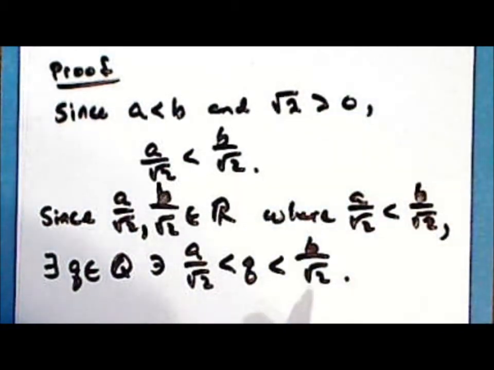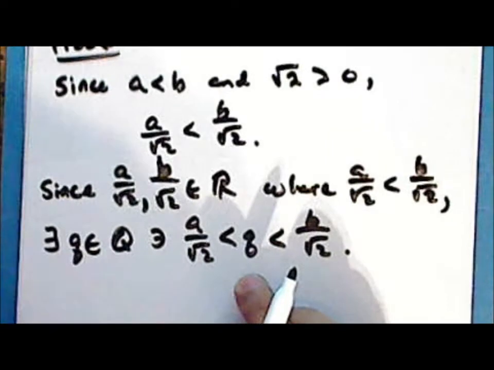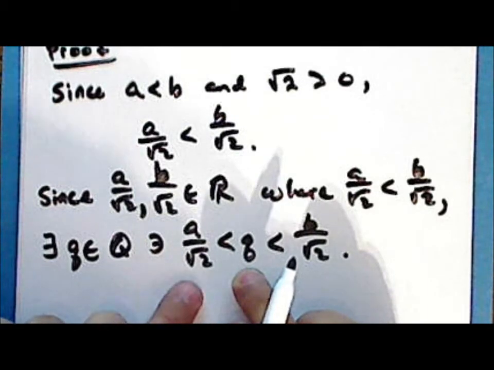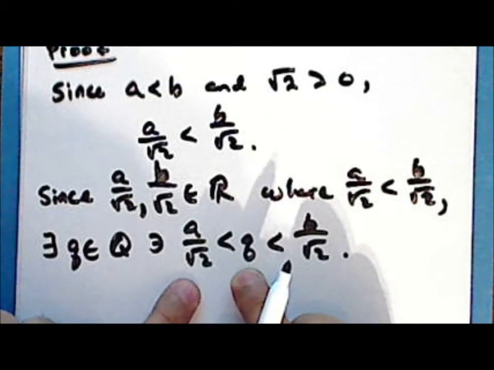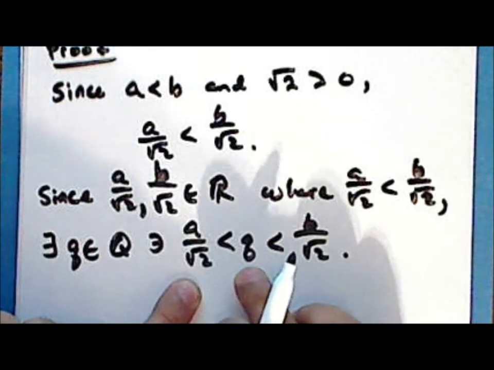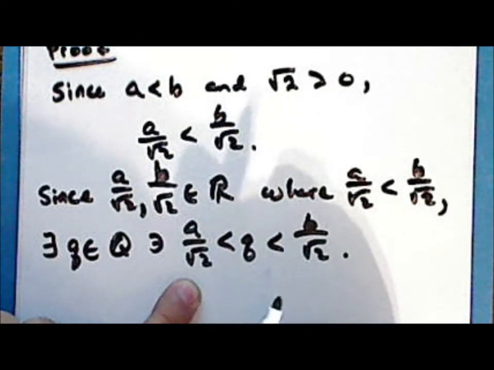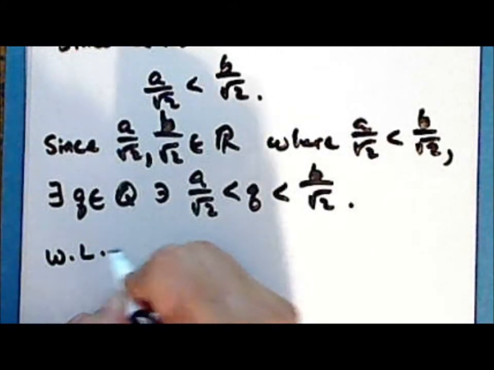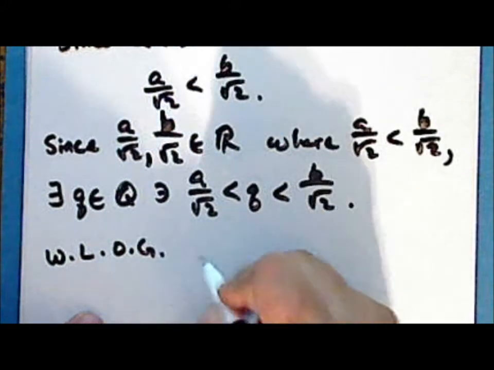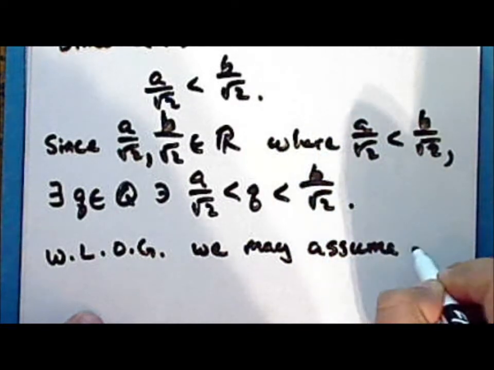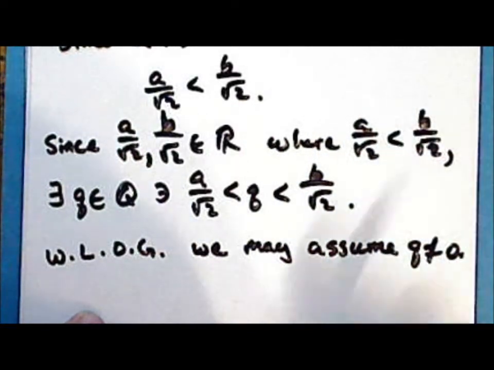Now notice that if q happens to be 0, if we happen to choose 0 for q, then because a over the square root of 2 and q being 0 are both real numbers, there exists a rational number between a over the square root of 2 and 0. And so without loss of generality, we may assume that q is not 0.